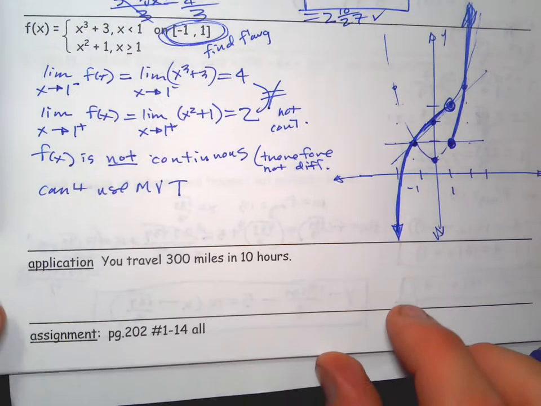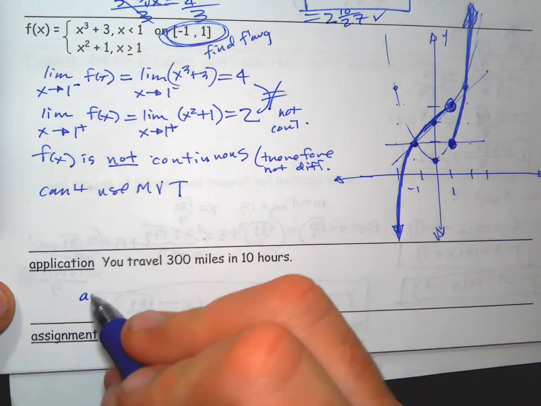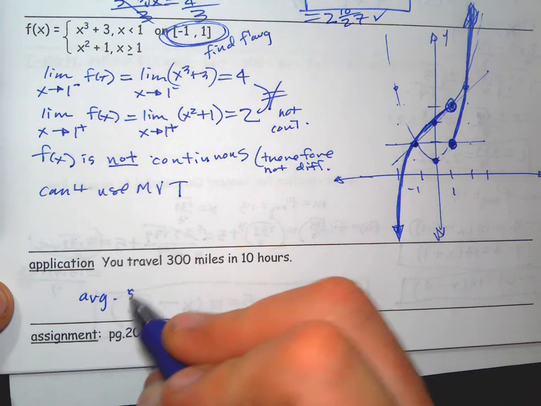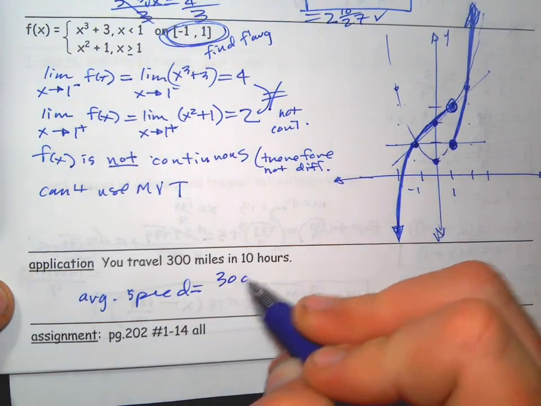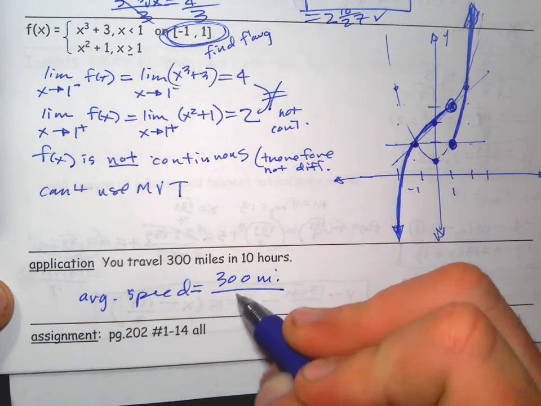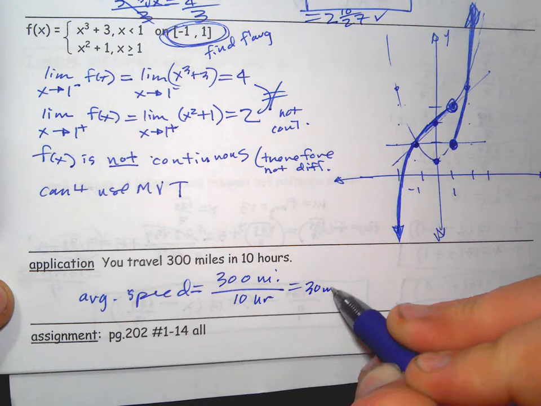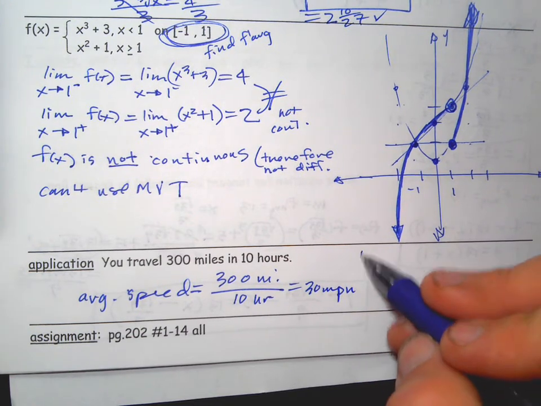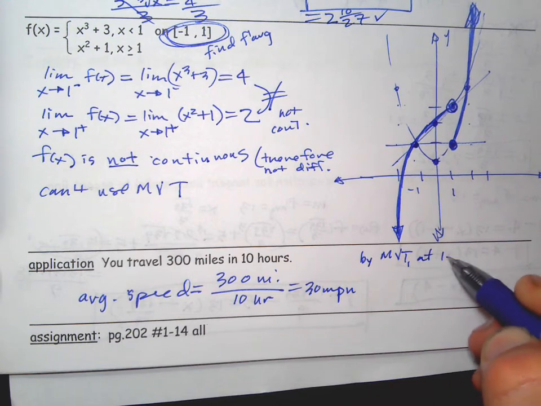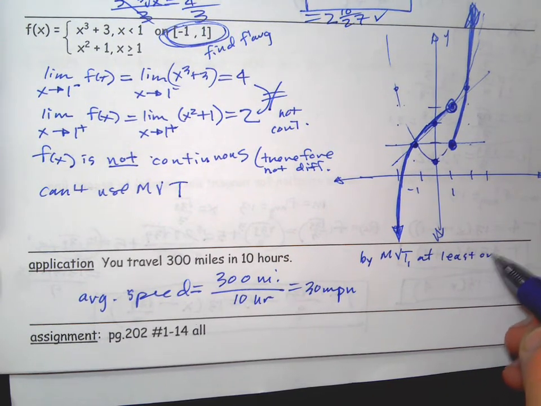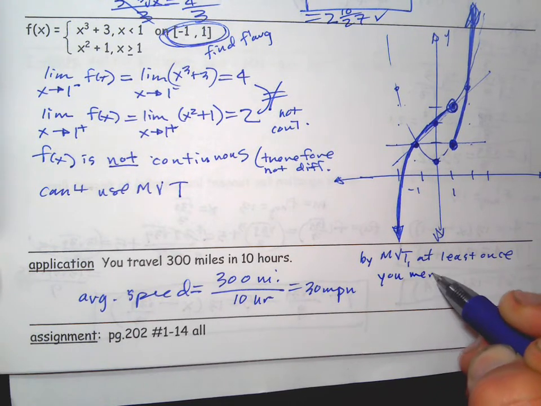Another quick problem. Let's say you travel 300 miles in 10 hours. You could find your average speed, which is like an average derivative, right? How far did you go? Change in y over how long it's been, change in x, and you get 30 miles per hour. So then by mean value theorem, at least once you were going 30 miles an hour, right?